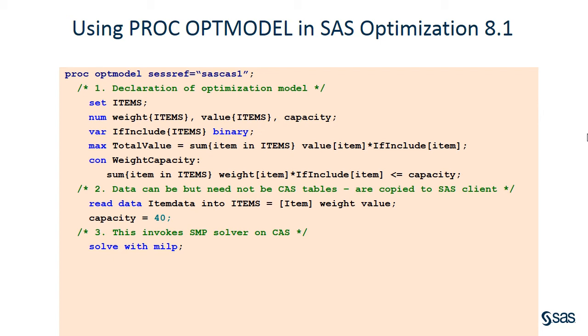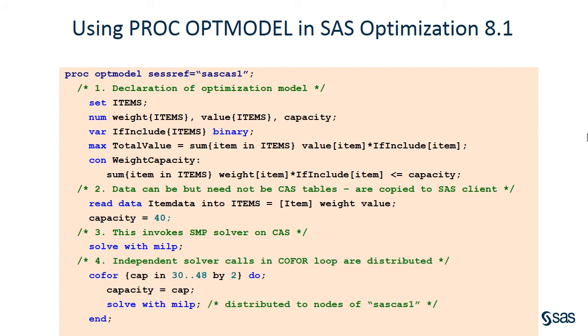The user sets the option sesref equals to the name of the CAS session. PROC OPTMODEL manages everything else in a way that is invisible to the user. In SAS optimization, the COFOR loop in PROC OPTMODEL uses distributed processing on the CAS server. The independent runs of the MILP solver algorithm that correspond to the COFOR loop iterations are distributed among the available server nodes associated with the CAS session SAS-CAS1.